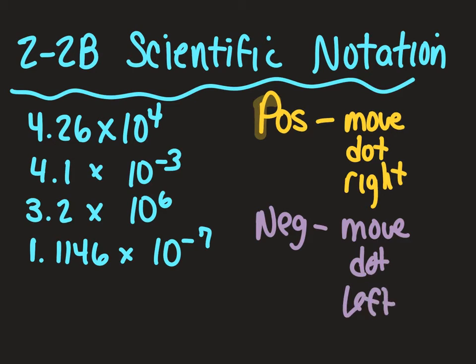So we have a -3 and a -7. You're going to move the decimal to the left. Notice that the decimal is always starting right here, and you don't really do anything with the 10. You just take the exponent and move the decimal 4 places to the right, 3 places to the left, 6 places to the right, 7 places to the left. So starting here, let's try a question from start to finish.